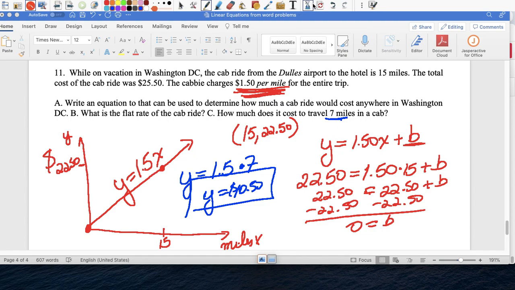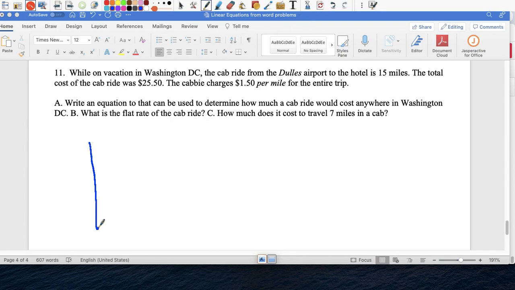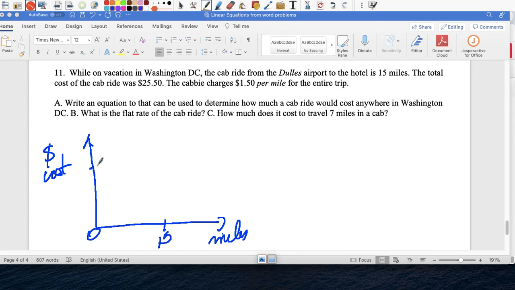See, I used 22.50. It's supposed to be 25.50. So let me just do it again. Okay. Redo. It says miles, and this is the total cost of your cab ride. So it says that if you travel 15 miles, your cost is $25.50. Right here. That's all we know. Okay, so let me write that point, 15, comma, 25.50.